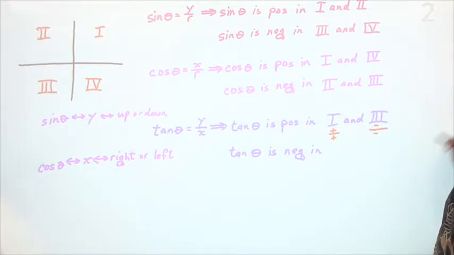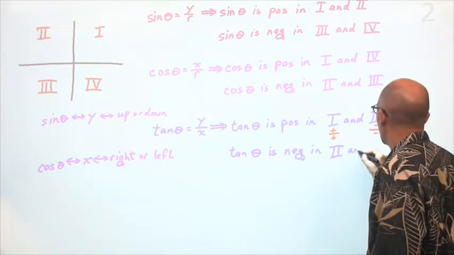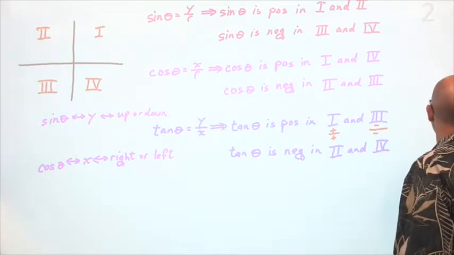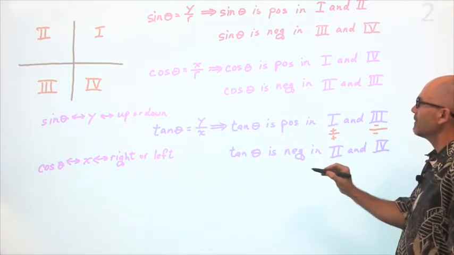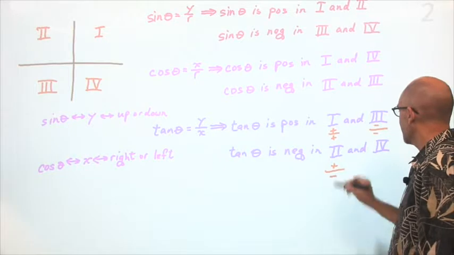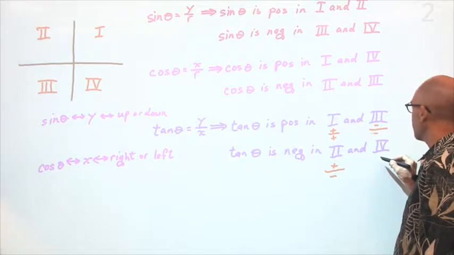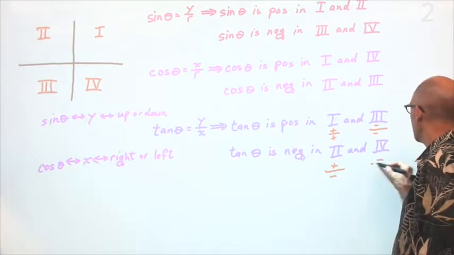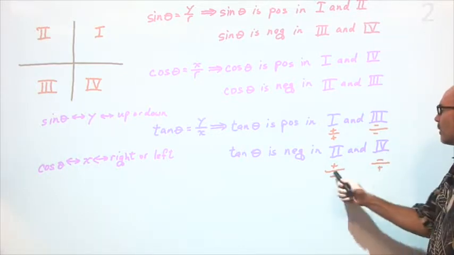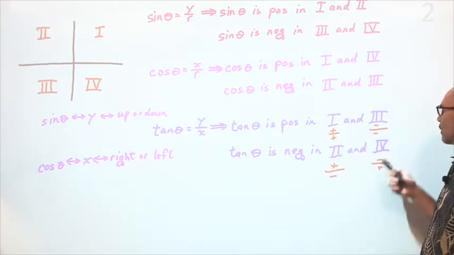Now, tangent is going to be negative in quadrants 2 and 4. Why is that? Well, because in quadrant 2, you're going left and up. So y is positive and x is negative. So y over x becomes negative. Now, in quadrant 4, you're going down and right. So y is negative, x is positive. In both of these cases, your tangent is going to be negative because positive over negative or negative over positive equals a negative.